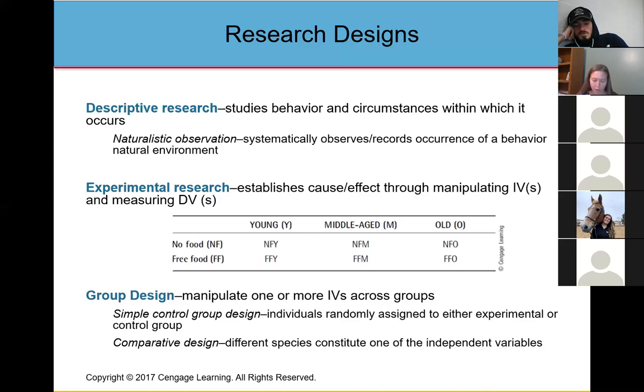What else do I want to talk about? Factorial designs are not listed here, but this would be if we have multiple independent variables. So maybe I'm going to stick with this video game example. We assign someone to play video games for an hour a day versus, okay, so not at all versus an hour a day versus 3 hours a day, right? So that would be a type of factorial design.